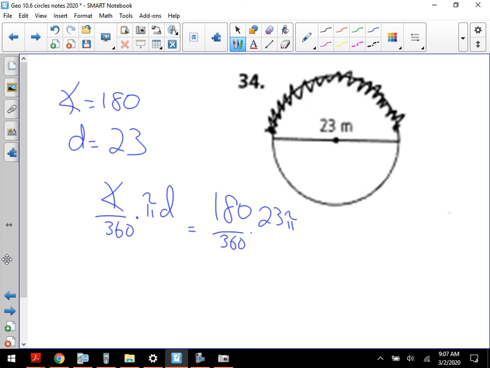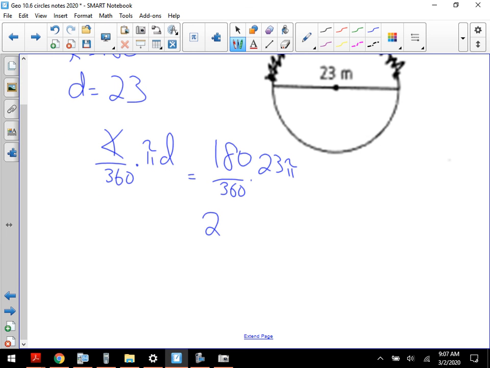What's 180 over 360? It's half, right? So wouldn't this just wind up being 23 pi over 2? A lot of times, if you understand how to work with fractions, it's just faster.